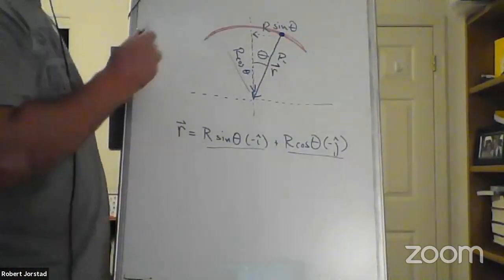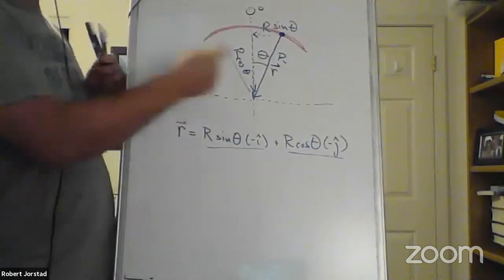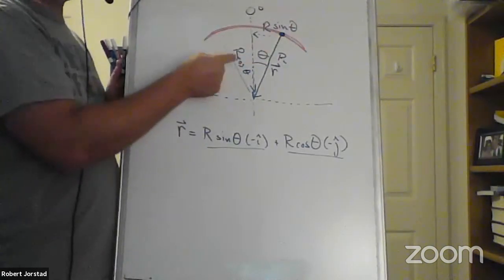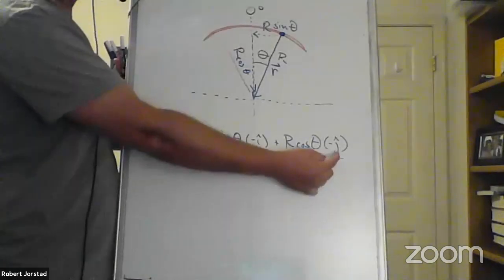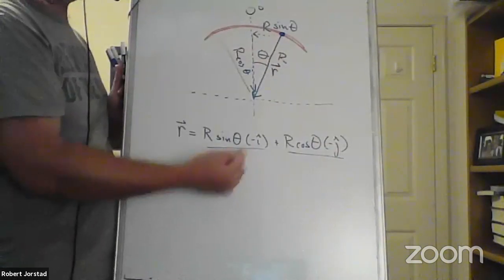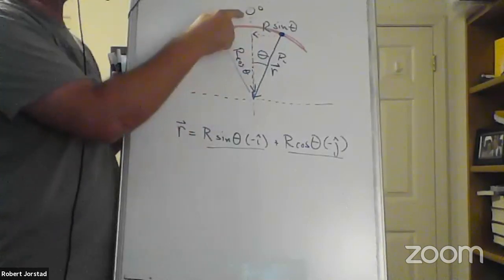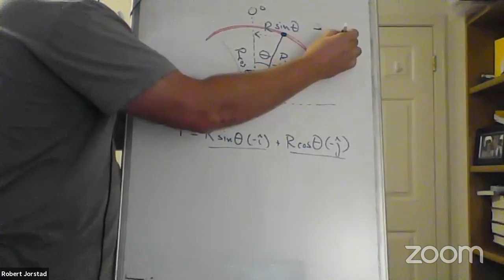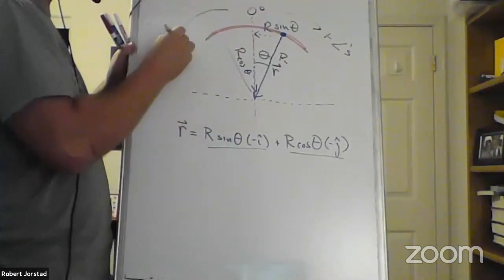Again, let me go through that again. This is 0 degrees. I know that this is theta. Opposite would be r sine theta, and adjacent would be r cosine. So in this case, we see that the cosine is in the negative j hat. The sine is in the negative I hat. Got it. And like I was saying, if this is 0 degrees, these would be positive angles, and these would be negative angles.